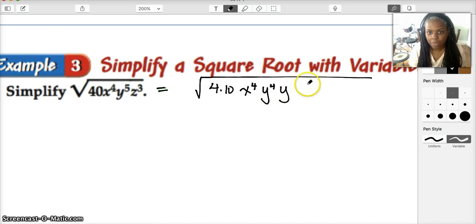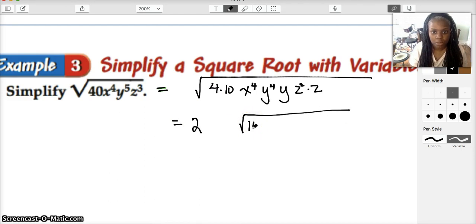I'm going to do the same thing with the z. I'm going to get z squared times z. And so now what I'm going to do is take things out from underneath the radical because I can take the square root of it, and leave things inside which I cannot take the square root of. So if you look, the square root of 4 is 2 outside. The square root of 10 cannot be done simply, and so I'm going to leave that.